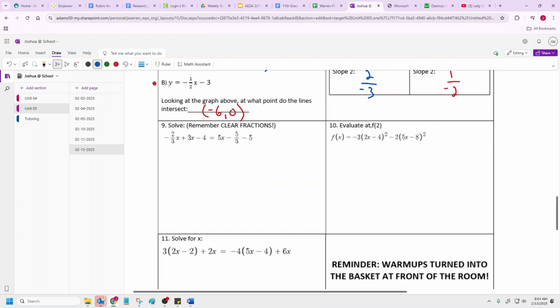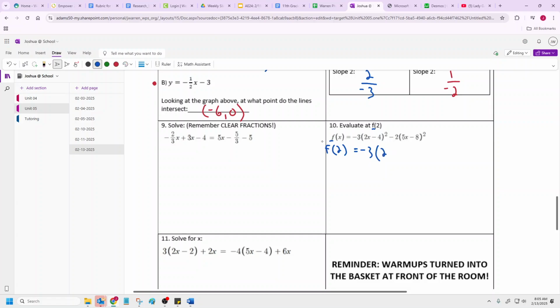This says evaluate at f of 2. What does that mean? It means there's an equation named f. There it is, f. And what we want you to do is, instead of having an x, we want you to plug into everywhere you see an x. Everywhere you see an x, we want you to plug into. This is basically a y with instructions. It looks funny, but it tells us what to do.